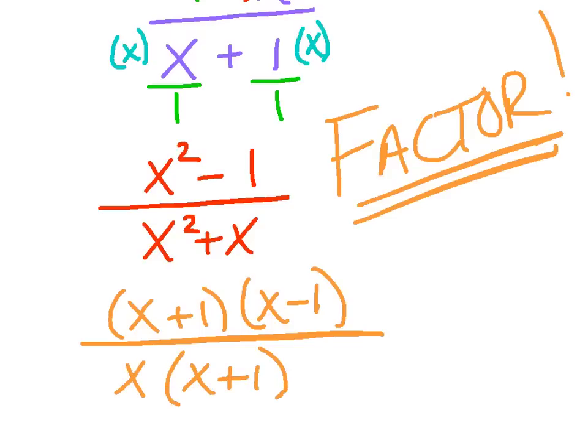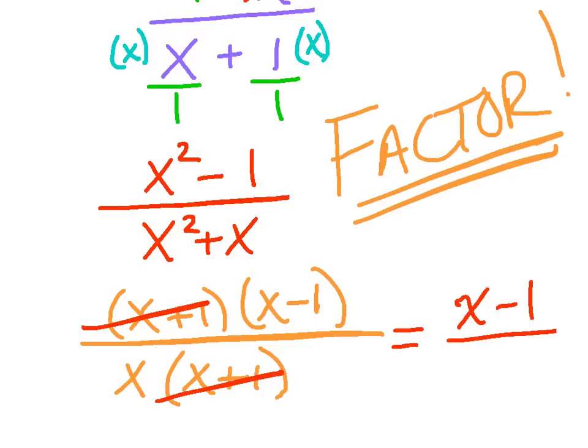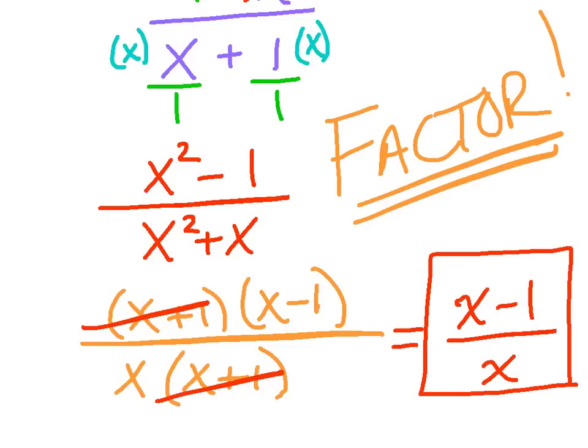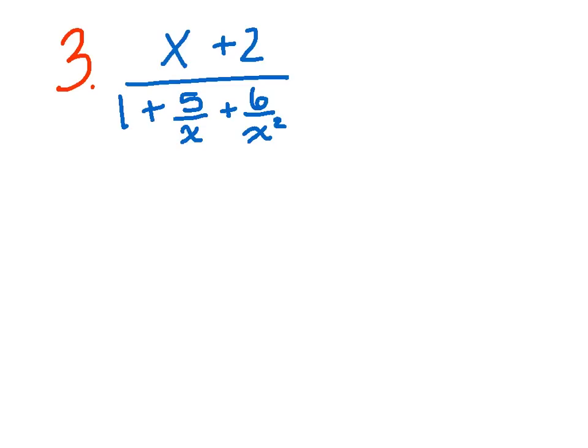Now something should cancel, and you'll see the x plus 1 on top and the x plus 1 on the bottom cancel. So on top, I've got x minus 1 all over x. And here is my simplified fraction. Alright, let's try another one.